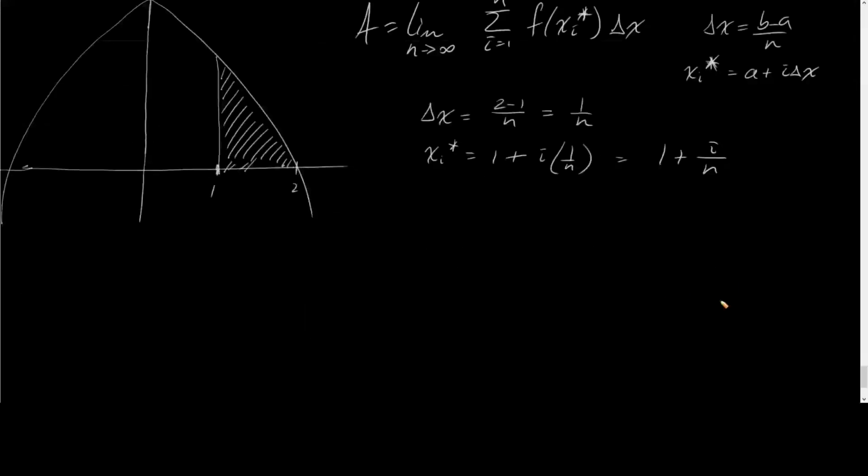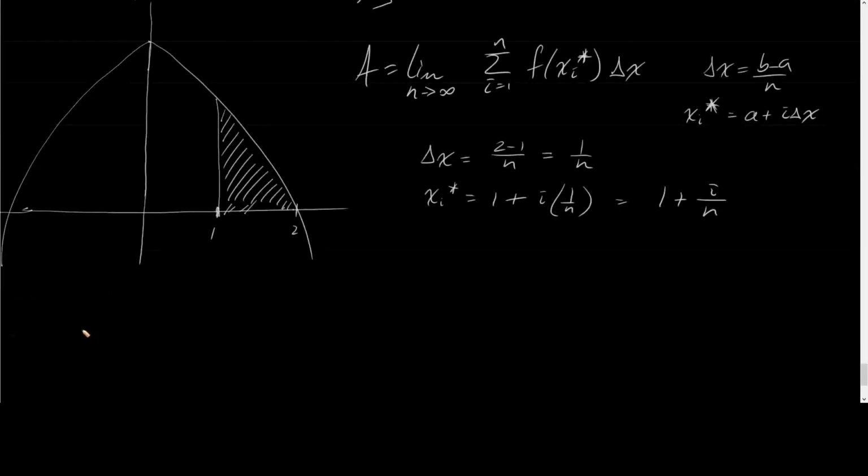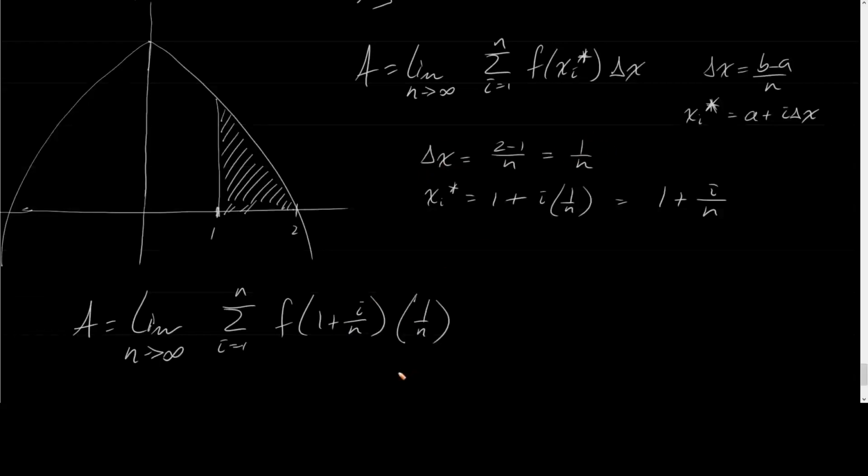Let's actually find the area. Well, so our area is going to be the limit as n goes to infinity of the summation from I equals 1 to n of f of x sub I. X sub I was our right endpoint, so I have f of 1 plus I over n times delta x, and our delta x was just 1 over n.